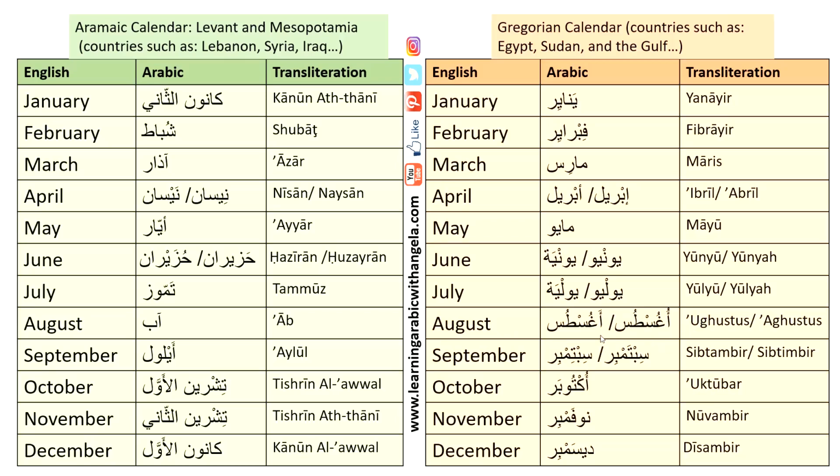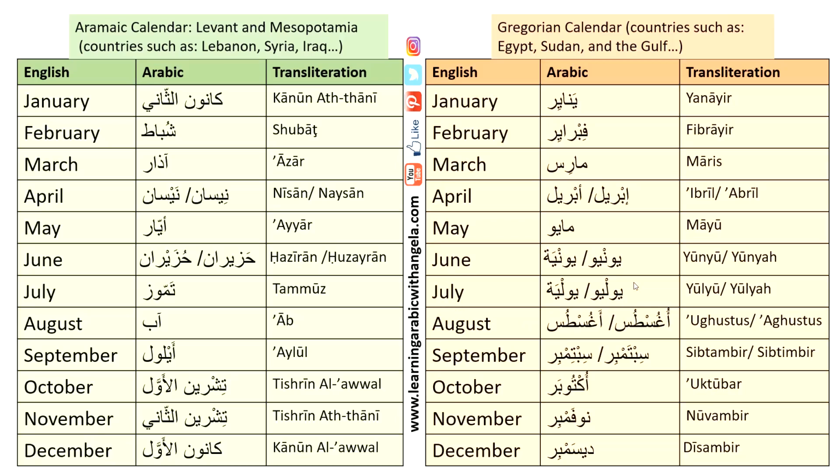August is أغسطس أو أغسطس. And September is سبتمبر أو سبتمبر. So both are accepted. And you've got October, which is October again in Arabic, and November, and December. So very similar with September, October, November, December.